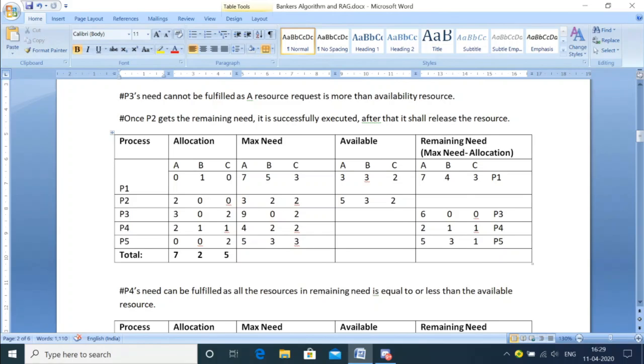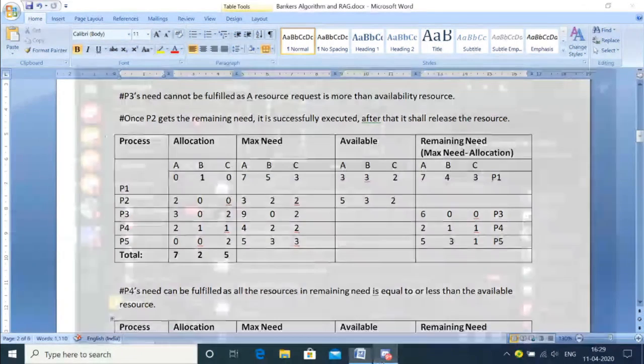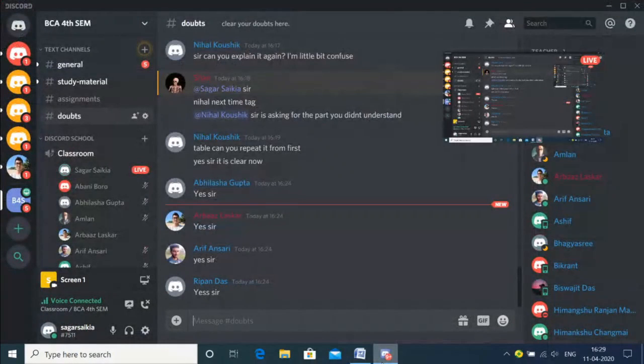Then again here for P4, how many do I need? One. So how much is available in the stock? Two. So will I be able to allocate the CPU to P4? Yes, sir. Okay, very good. Others also, I think, are understanding.